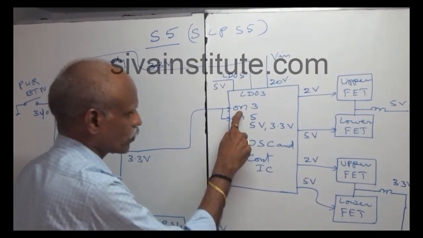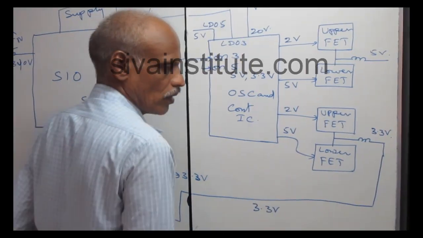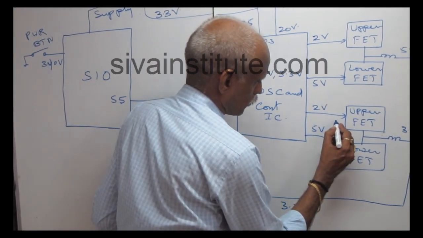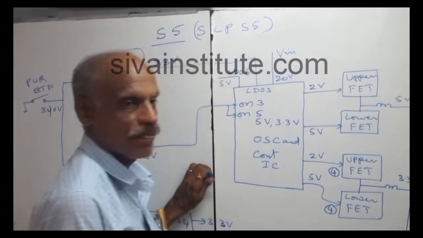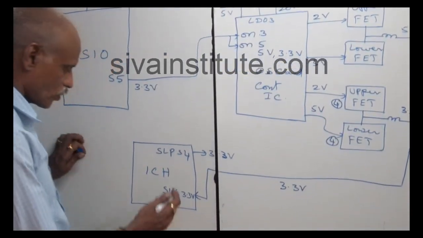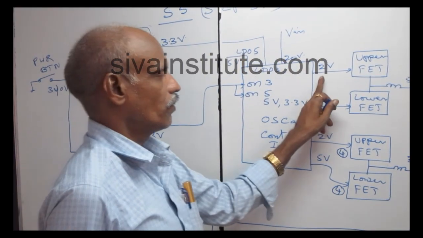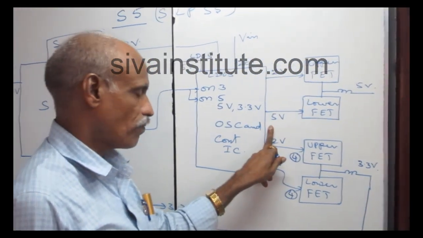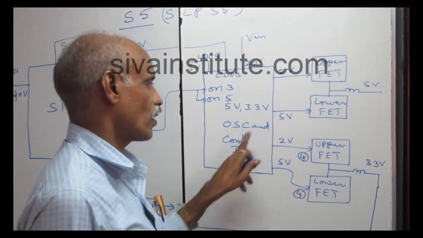When 3.3 volts comes to this one, this IC releases 2 volts to the upper FET, pin number 4. This is the upper FET gate, and this is the lower FET gate. 5 volts comes to this lower FET. Immediately this voltage output comes from this IC and goes to the ICH suspend 3.3 volts pin. When you give 2 volts to the upper FET and 5 volts to the lower FET, this voltage will release. This voltage goes to all regulators and the oscillator controller IC.